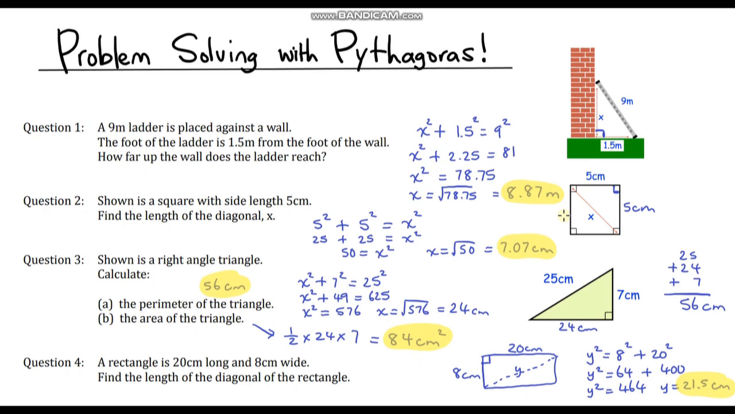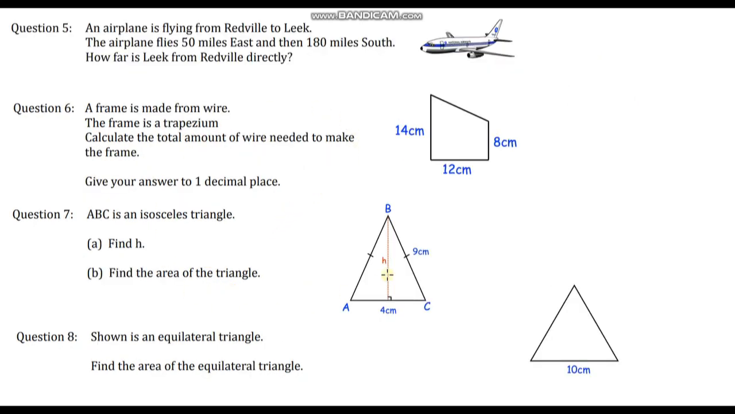Okay, let's move on to the next 4 questions. And here we are. So have a go at answering these 4 questions. Okay, let's go through them now. So question 5, an airplane is flying from Redville to Leek. The airplane flies 50 miles east and then 180 miles south. How far is Leek from Redville directly?